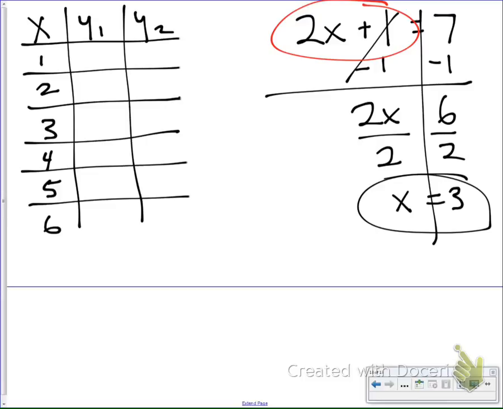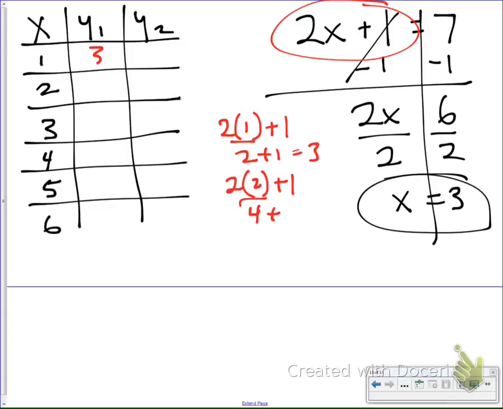So to start, I'd do 2 times 1 plus 1. Well, that's 2 plus 1, which gives me 3. So there's my first y1. Now 2 times 2 plus 1, 2 times 2 is 4, plus 1 is 5, and there's my second y1. So I'll continue that same pattern going down. So I have 3 times 2 is 6, plus 1 is 7, 4 times 2 is 8, plus 1 is 9, 5 times 2 is 10, plus 1 is 11, 6 times 2 is 12, plus 1 is 13.